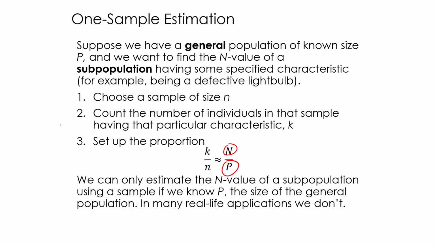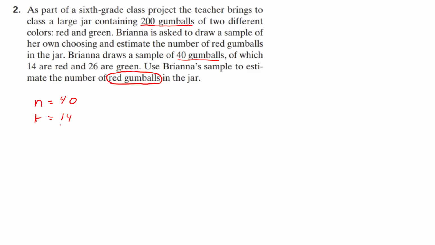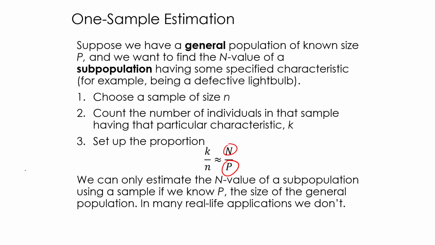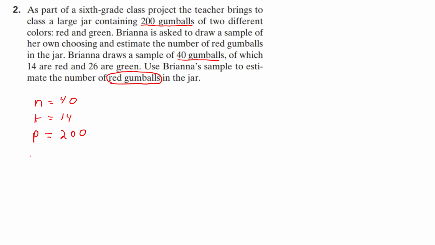P, capital P, is the size of the general population. Defective light bulbs. Imagine you are a quality control manager from a light bulb manufacturer. The light bulbs come out of the assembly line in batches of 100,000. The manufacturer's specs are that if the batch has more than 2,500 defective bulbs, which is 2.5%, the batch cannot be shipped.